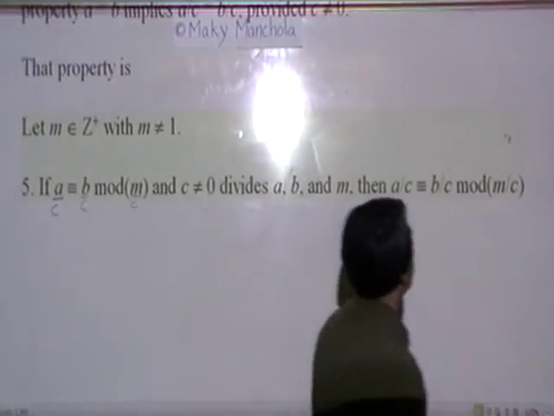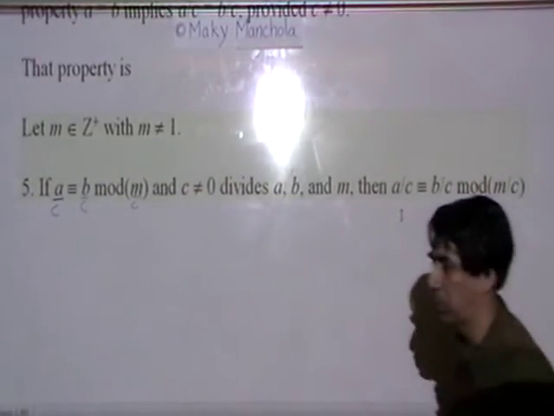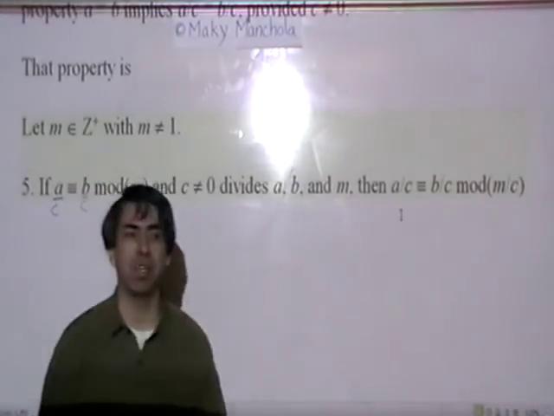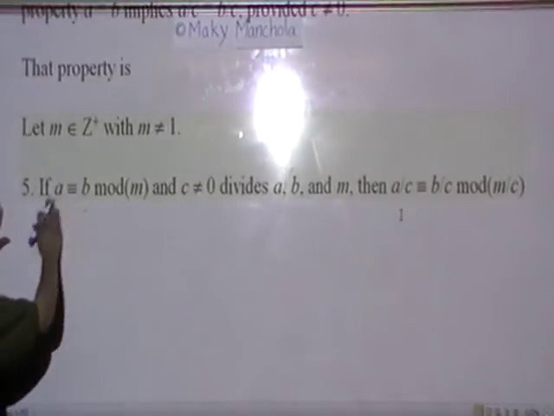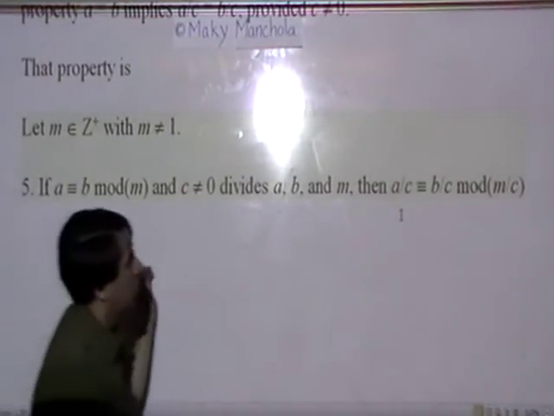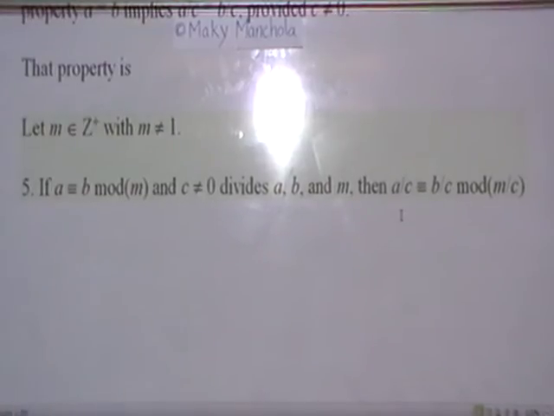Proof of this property will be left for the audience to come up with. It's simply a matter of developing your definition of a being congruent to b mod m to become that particular version of the definition of congruence.